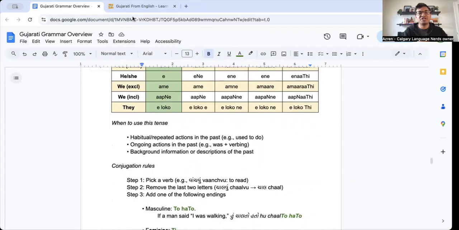And then background information or descriptions of the past. It was a bright sunny day. There's not a single cloud in the sky. The man was wearing, the man had a blue hat and green pants, right? These are all background information and descriptions, all in the past.